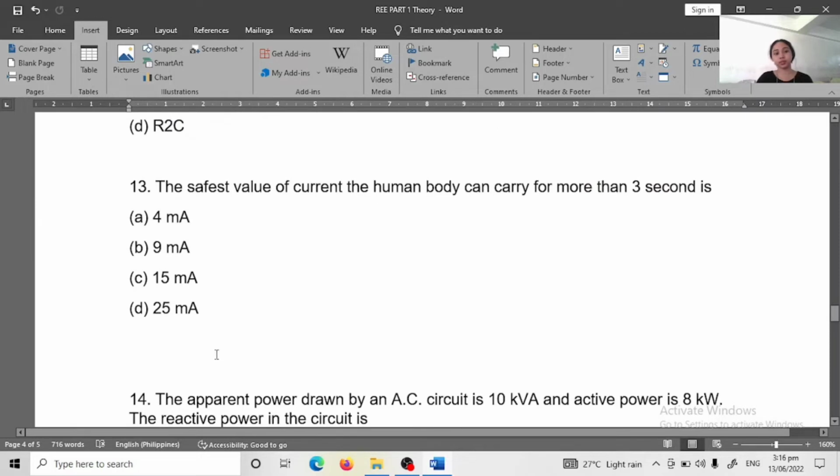So let's proceed to number 13. The safest value of the current the human body can carry for more than 3 seconds is what? A. 4 milliamps, B. 9 milliamps, C. 15 milliamps, D. 25 milliamps. So the answer for number 13 is 9 milliamps.